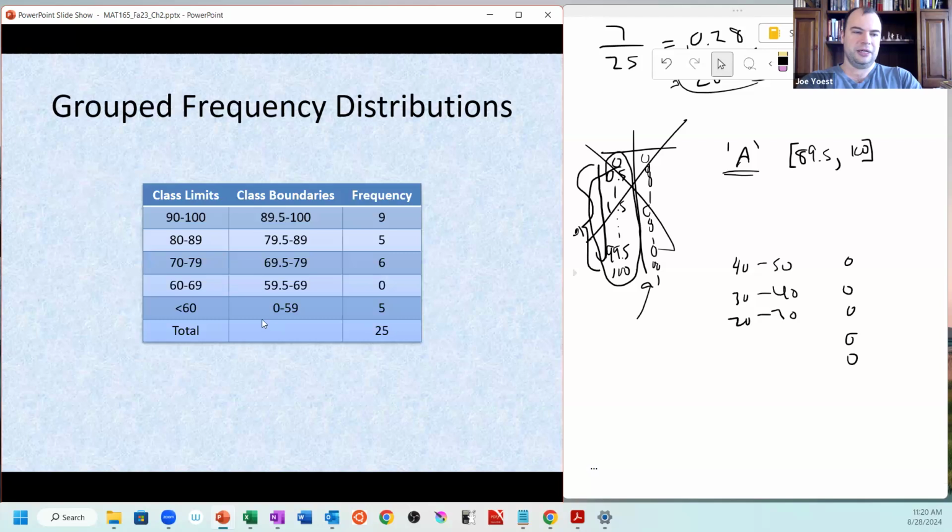So what we'll often do is make a catch-all bin in cases like this, and just group all of the Fs together, or all of the folks who are below 59 and a half, in one big bin.